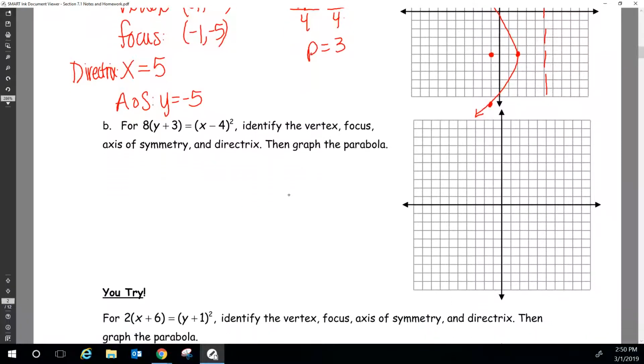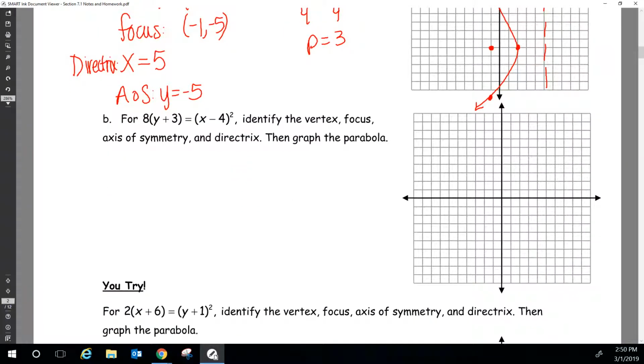All right, look at example B. What's different about this one? This one is now x squared. So that tells me it's an up-down parabola, like we're used to in algebra 2. Since 8 is positive, we know it opens up. The vertex of this parabola is the opposite, so positive 4, negative 3. So that would be at 4, down 3.